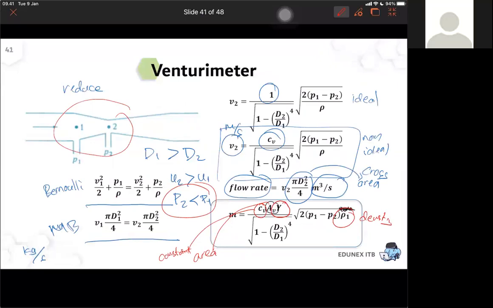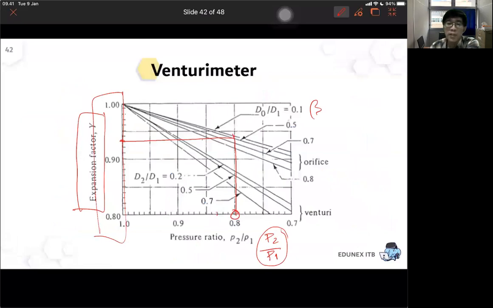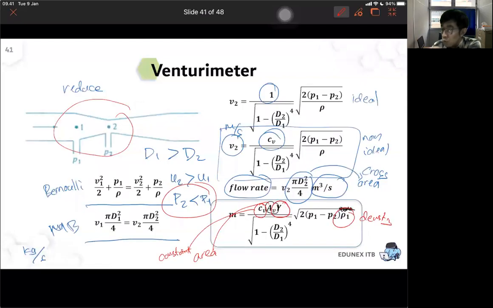The inverse is compression: compression is when the gas comes from lower pressure to higher pressure. But this one is expansion. So in expansion, since there's some pressure difference, the density is different, and the expansion factor is calculated to compensate for the change in the density due to the expansion. So it is used to calculate mass flow rate. This is mass flow rate.